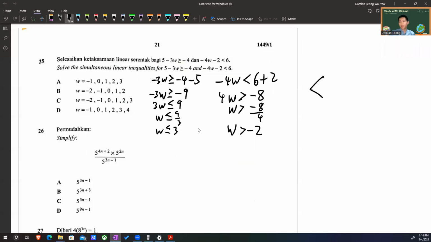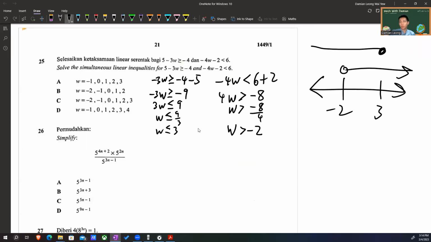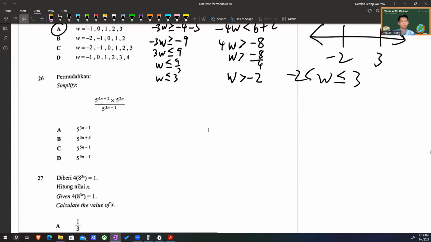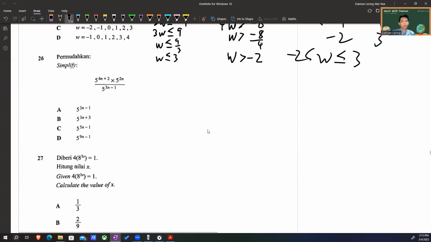If I sketch out a number line according to this, I have negative 2 and 3. More than negative 2 is to the right, less than or equal to 3 is to the left. In between, w is more than negative 2 but less than or equal to 3. So it includes 3 but does not include negative 2. Start from negative 1, go until 3: negative 1, 0, 1, 2, 3. Answer A. Question 26.